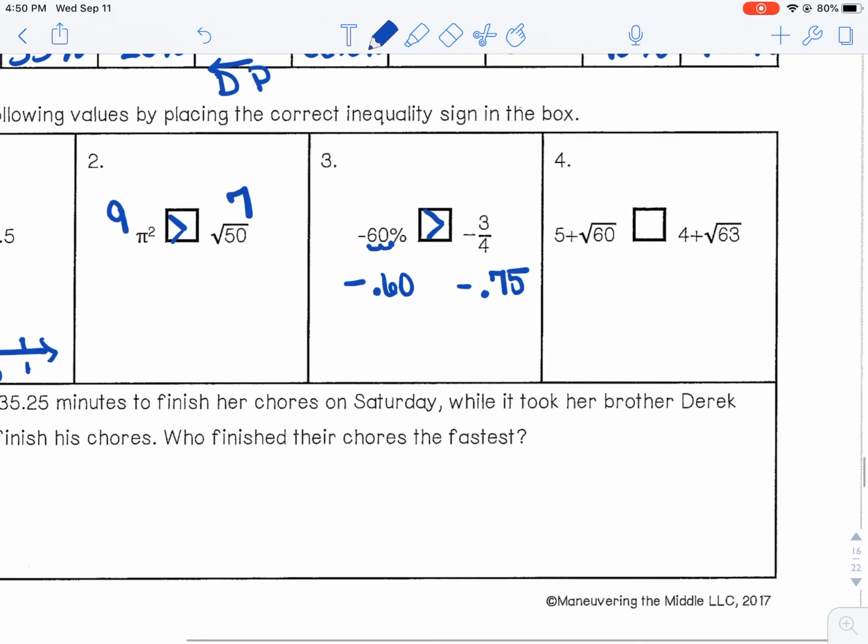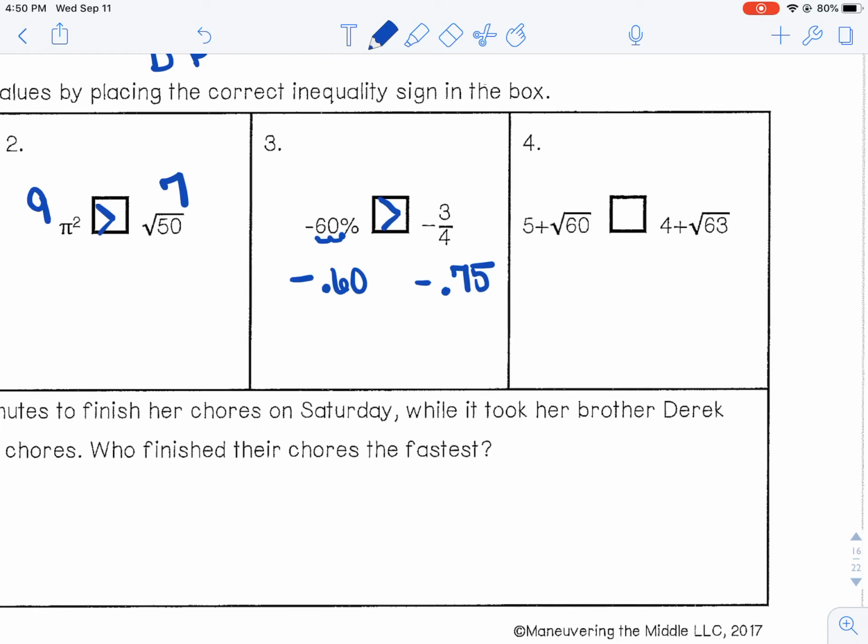Number 4 is an excellent question. Looks like a great FSA type question. So what I have to do is add 5 plus the square root of 60. Well, the square root of 60 is not a perfect square. It falls in between the square root of 49, which is 7, and the square root of 64, which is 8. It is closer to 64 than it is to 49. So I know that my value is probably around 7.7. So if I were to take 5 and add to it 7.7, that's going to give me about 12.7.